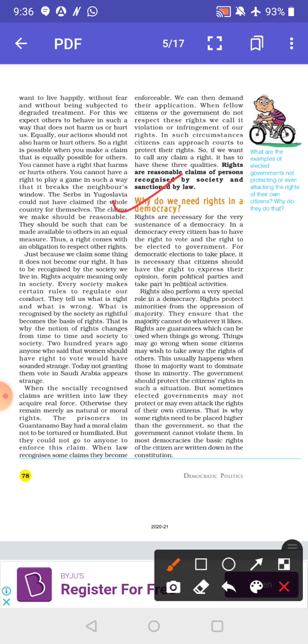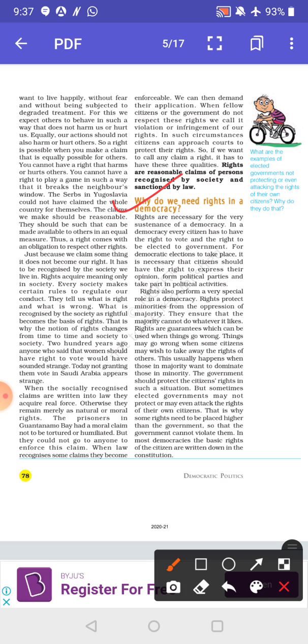Why do we need rights in a democracy? Rights are necessary for the sustenance of a democracy in any country. In a democratic country, every citizen has the right to vote and the right to be elected to the government. If democratic elections take place in any nation, it is necessary that citizens have the right to express their opinion, are free to form political parties, and can participate in political activities.